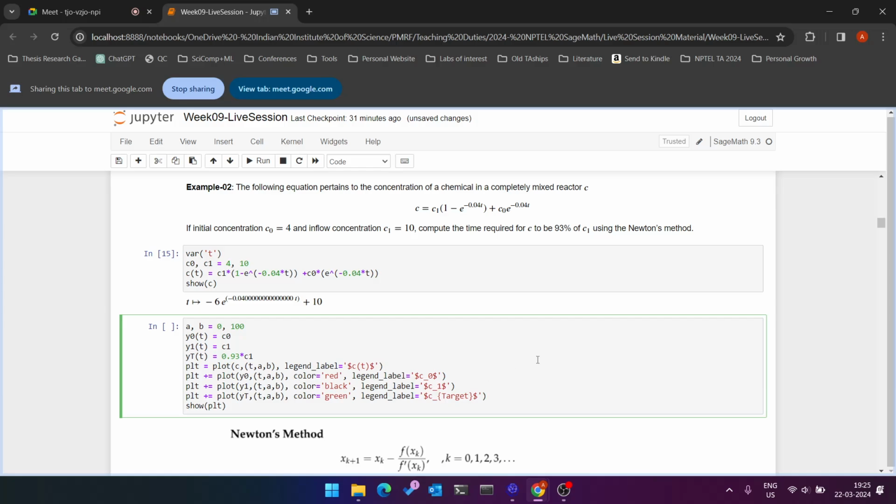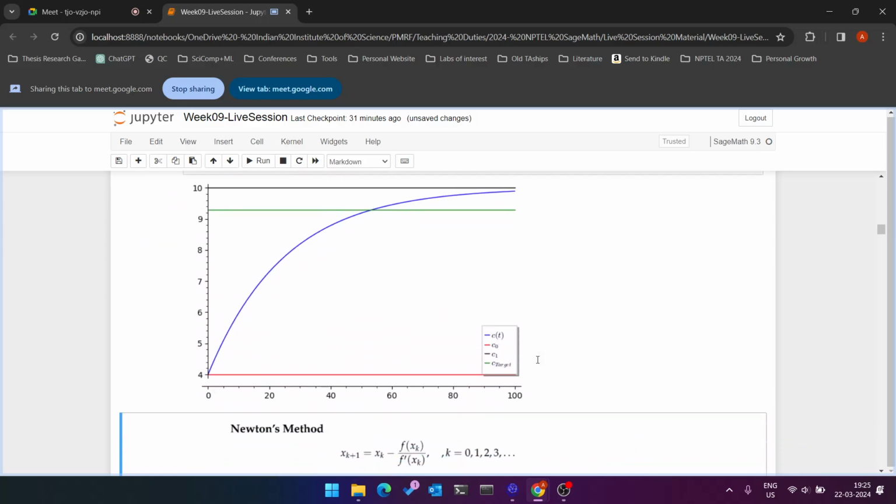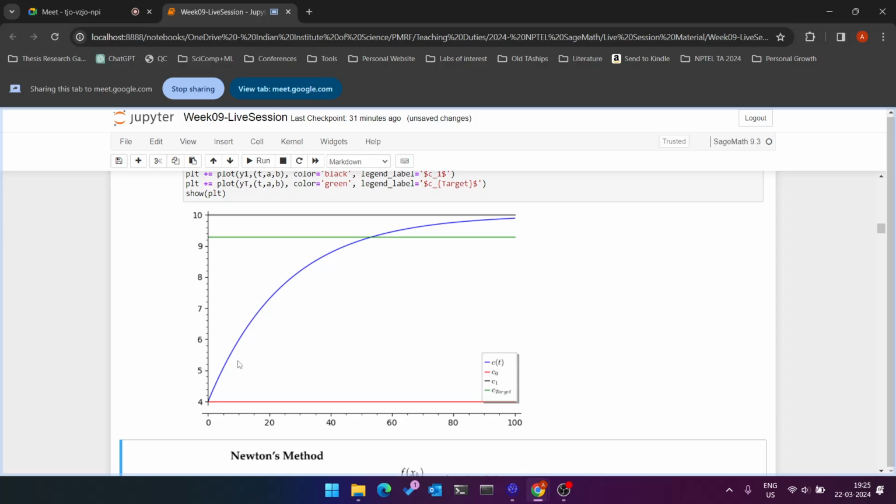Appropriate colors and labels have been assigned. If I run this cell, you can see that this is my concentration curve and it keeps on increasing, monotonously increasing. This is my initial concentration and this is expected to be my final concentration.